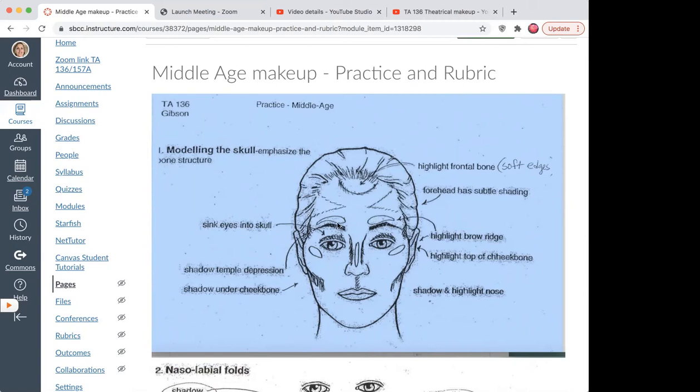So this is our middle-aged practice. We're modeling the skull, emphasizing the bone structure. Again, you can refer back to the thin and round. We have the skeleton there. So when we talk about the zygomatic arch, which is the cheekbone, the shadow underneath here, the infratemporal hollow, and here, here's what you want to do. You're trying to do yourself plus 20. If I was going to do it, I would do myself minus 20. So some of the things that are on here, I would do in reverse. So what you want to do is highlight this.